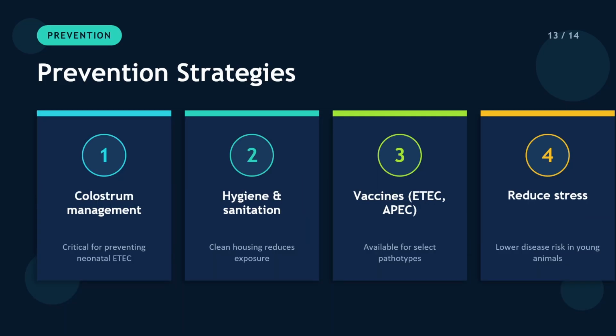Prevention focuses on reducing exposure and improving immunity. Colostrum management is critical for preventing neonatal ETEC. Vaccines exist for some pathotypes, especially ETEC in pigs and APEC in poultry. Good hygiene, clean housing, and minimizing stress all help reduce disease.